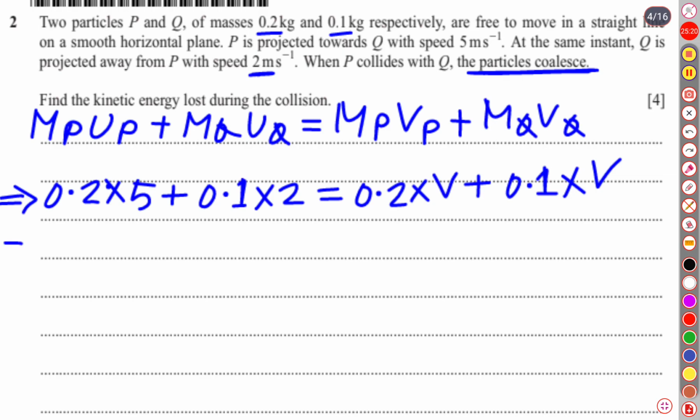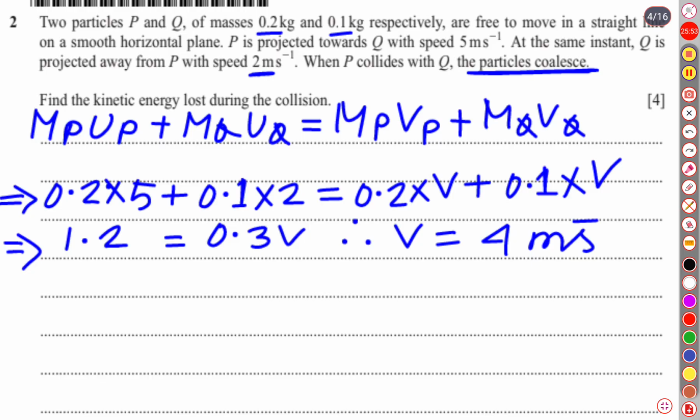Now on the left side, 5 into 0.2 is 1, 1 plus 0.2 is 1.2, and the right side is going to be 0.2 V plus 0.1 V, so 0.3 V. If we divide 1.2, I mean 12 by 3, it is going to be 4. Hence, our velocity is going to be 4 meters per second. That means after the collision, both the particles move onward together at the speed of 4 meters per second.